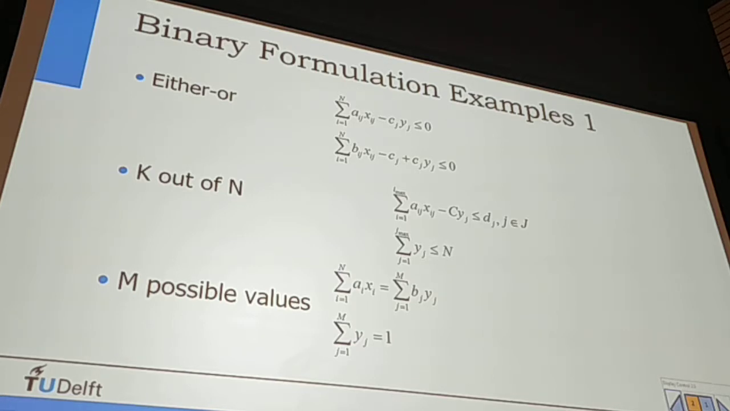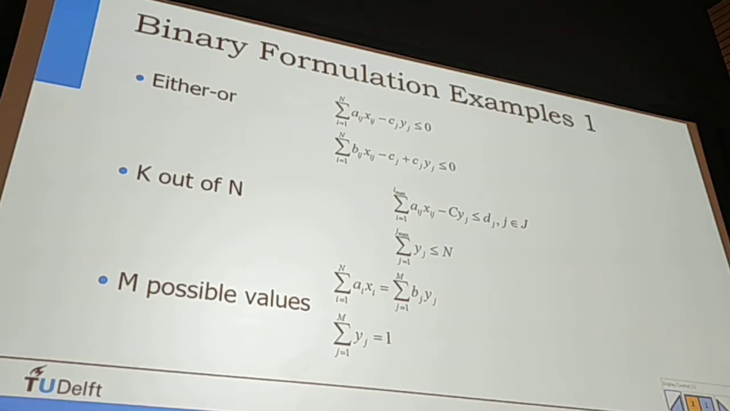K out of n, again, is quite similar. Here we have a certain constraint. In this case, we have a large value C, and if yj is 1, then basically this constraint gets relaxed. The C is so high, much higher than the sum, so it basically means that if yj is 1, then this sum is not limited anymore. But we do say that for a whole range of these constraints, the sum of yj's has to be less than a certain number. So we can actually limit the number of constraints we can lift.